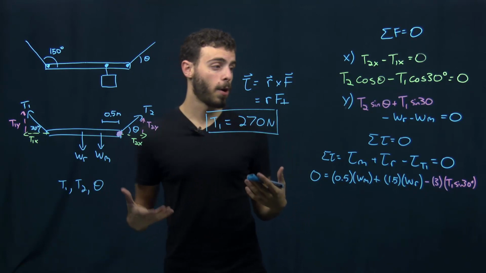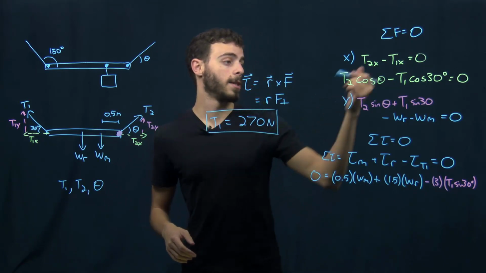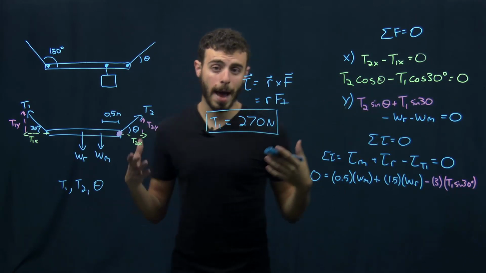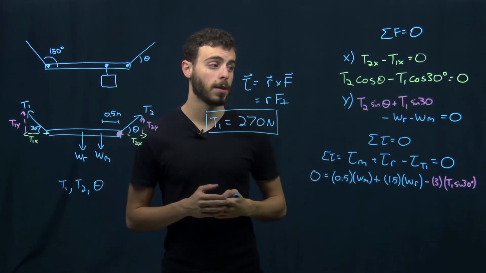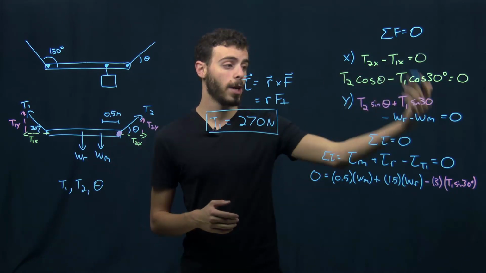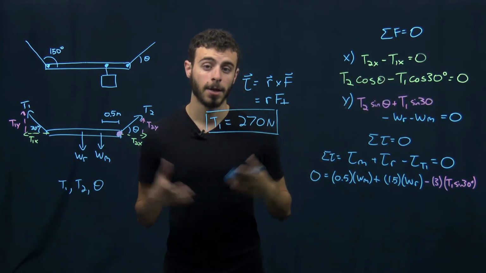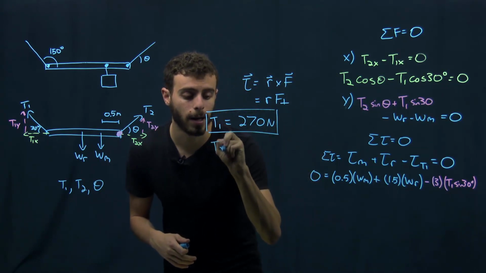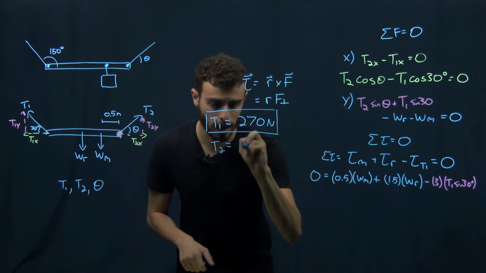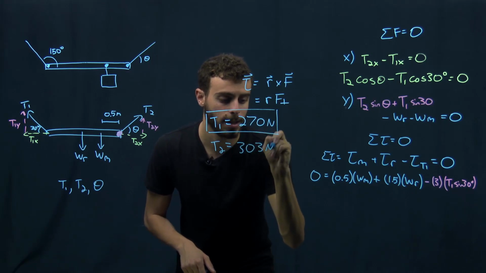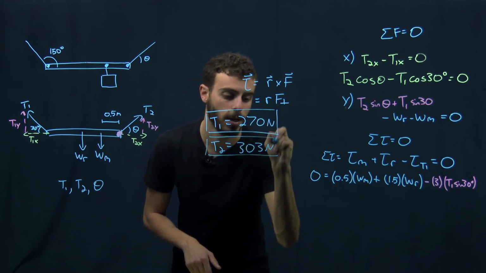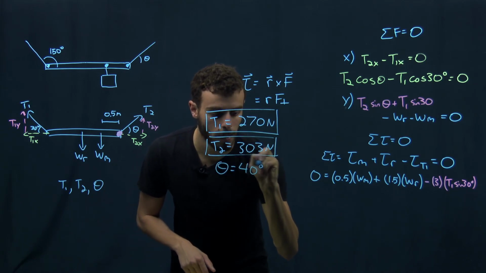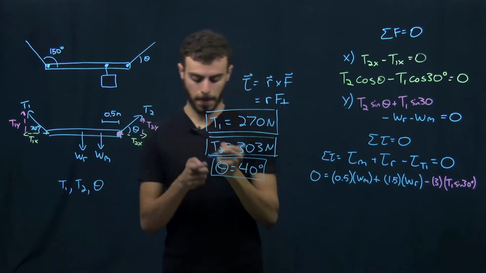And then for the next part, you should definitely follow along because we can now plug this T1 into these two equations. Then we have two equations and two unknowns, so we just have a system of equations which we know how to solve. If you look at the solutions, it's laid out there. Once we do that, we can solve directly for T2 and theta, and we get that T2 is 303 newtons and theta should be equal to 40 degrees.